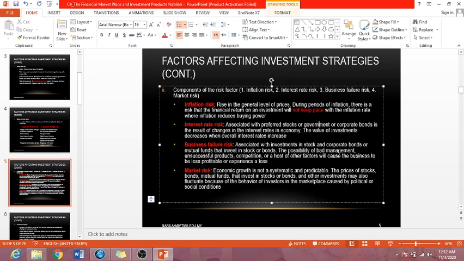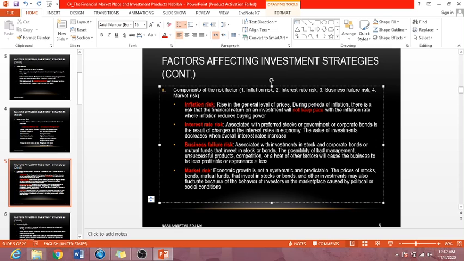And then market risk. Economic growth is not systematic and predictable. It means you cannot expect what will happen in economic growth. Maybe at the beginning of the year you expect it to be smooth, but by the end of the year it might be a loss, which you did not predict would happen. It is not systematic and not predictable.